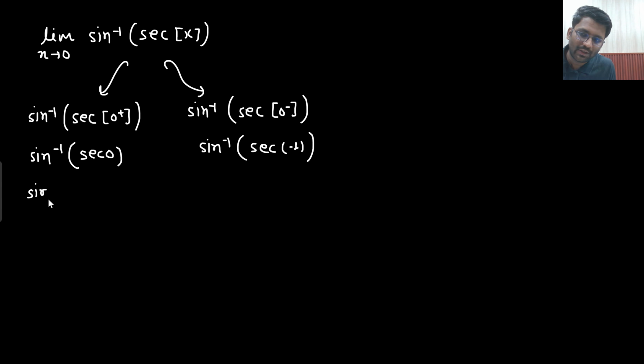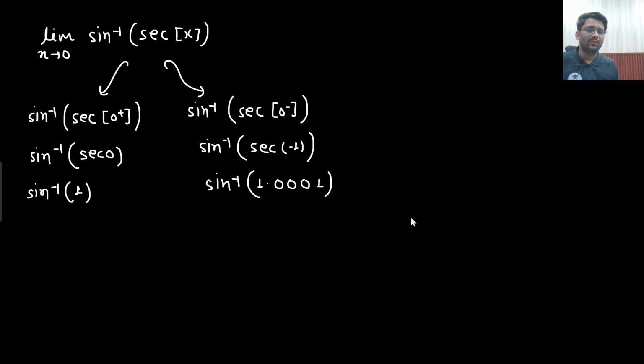So sine inverse, what is the value of sec 0? Sec 0 is nothing but 1, right? Sec 0 is 1 by cos 0. Cos 0 is 1 only. So sec 0 is 1 only. And what is sec of minus 1? Minus 1 is in the radian. Okay, so it will be nothing but cos 1 reciprocal. So it is nearly around 1 only. 1.0001, something. 1.0001. It is coming out to be nearly around 1 only. Sec 1. Sec minus 1.